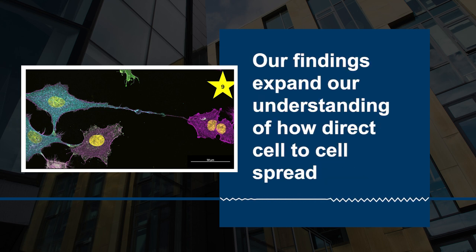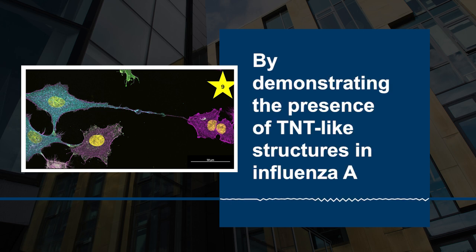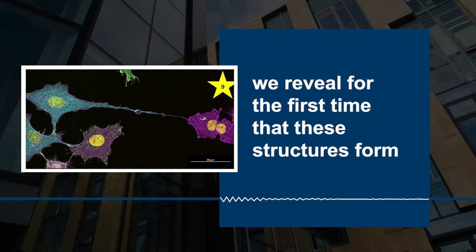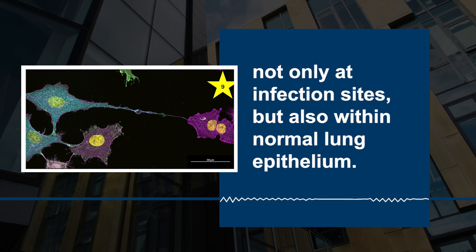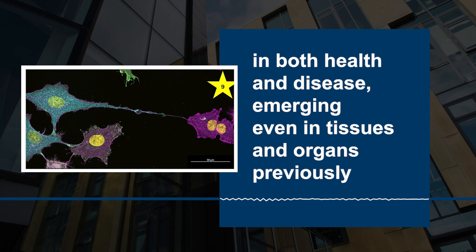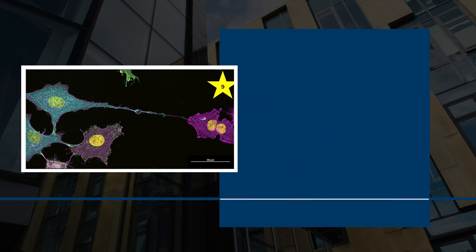Our findings expand our understanding of how direct cell-to-cell spread contributes to the within-host dissemination of influenza A viruses. By demonstrating the presence of TNT-like structures in influenza A virus-infected lungs, we reveal for the first time that these structures form not only at infection sites, but also within normal lung epithelium. This discovery suggests that TNTs may play a broader role in both health and disease, emerging even in tissues and organs previously considered challenging environments for fragile nanotube formation.